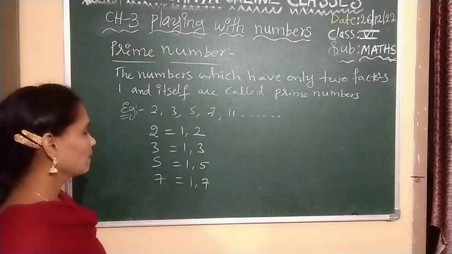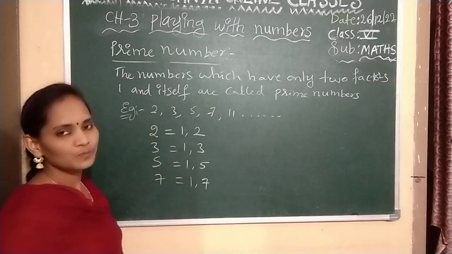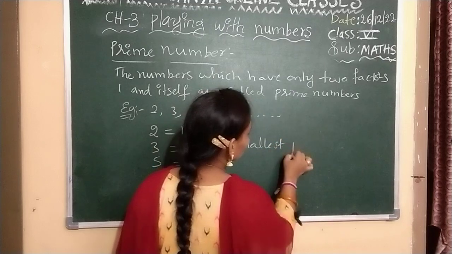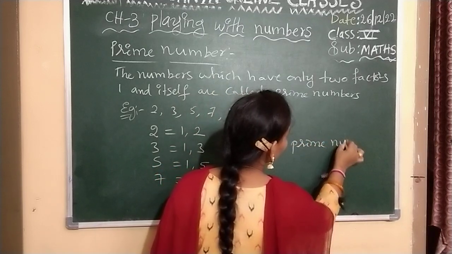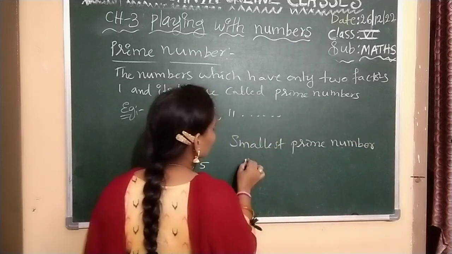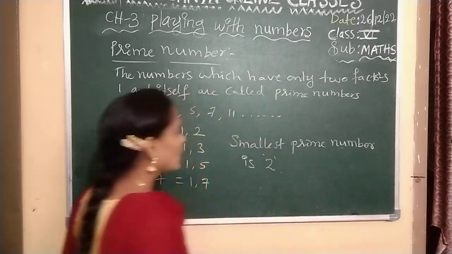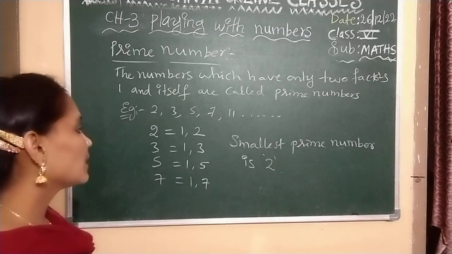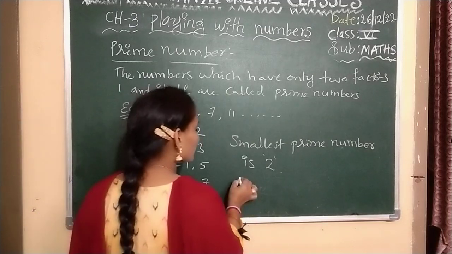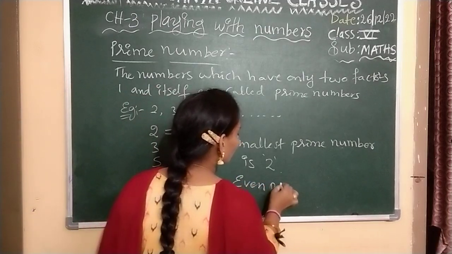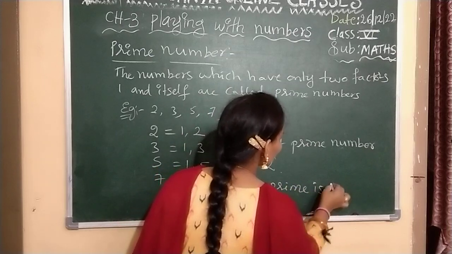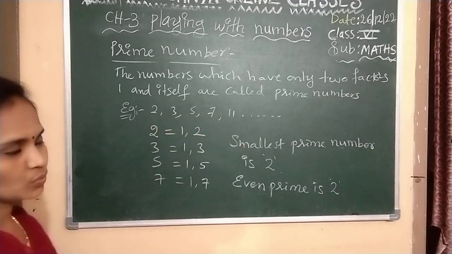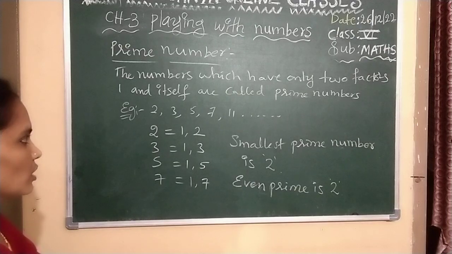Okay, the smallest prime number is 2. Important point. The smallest prime number is 2, and it is also even. It is the smallest prime number and also an even number. The even prime is always 2 only. Among all these prime numbers, the only even prime number is 2. That is the important point in this topic.